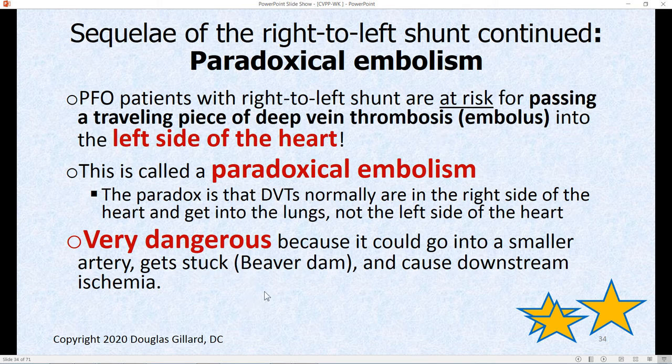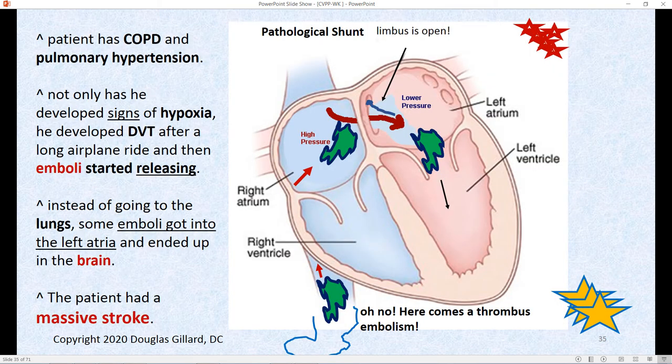These arterial side embolisms are extremely dangerous because those pipes go to some very critical tissues. But that's a paradoxical embolism: when a blood clot breaks loose in your lower extremity, it travels up through the inferior vena cava and comes into the right atrium. Normally it would end up in the lungs, but it sees this hole and it sees blood flowing between the right atrium and left atrium, and it travels into the left atrium, and now it's on the arterial side. And that's incredibly dangerous.